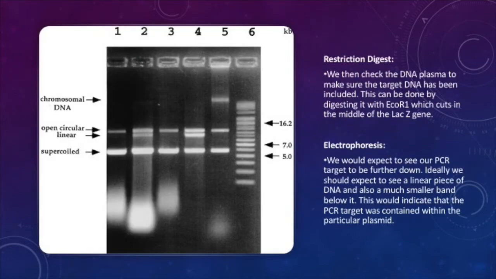Restriction digest. We then check the plasmid DNA to make sure the target DNA has been included. This can be done by digesting it with EcoRI, which cuts in the middle of the LacZ gene. Electrophoresis. We would expect to see our PCR target to be further down. Ideally, we should expect to see a linear piece of DNA and also a much smaller band below it. This would indicate that the PCR target was contained within the particular plasmid.